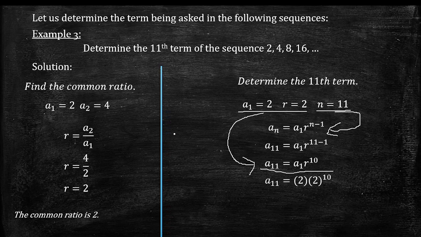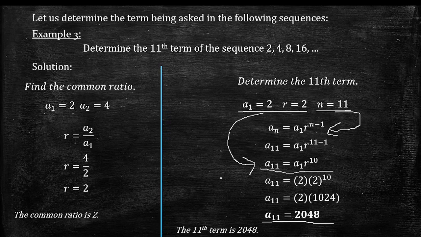So this is the result. After substituting, a sub 11 is equals to 2 times 2 raised to 10. So a sub 11 is equals to 2 times 1024. Why 1024? It is the result of solving 2 raised to 10. Then we multiply the two numbers. So a sub 11 is equals to 2048. Therefore, the 11th term of the sequence is 2048.